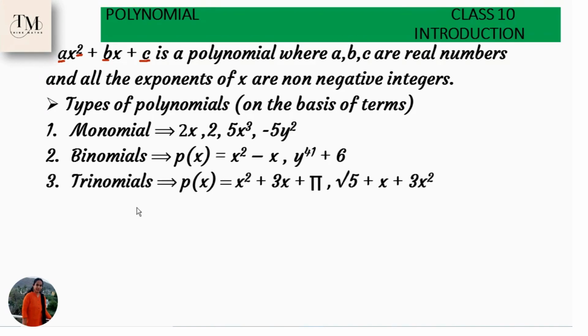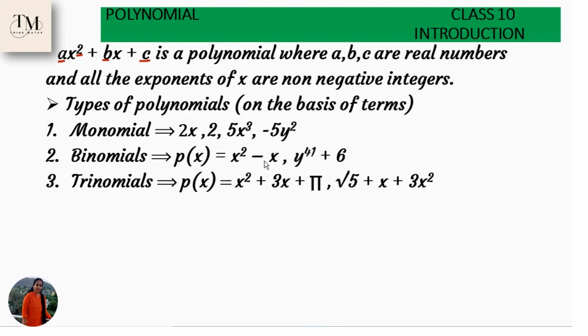So next one is trinomials. Tri means 3. So you know triangle, it has 3 corners, so it is called triangle. The same way trinomials means 3 terms. Okay. So here x square, 3x plus pi. So x square is 1, 3x is 2 and pi is the third term. So 3 terms. So it is called trinomials.